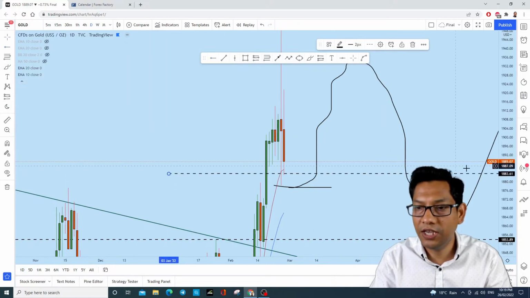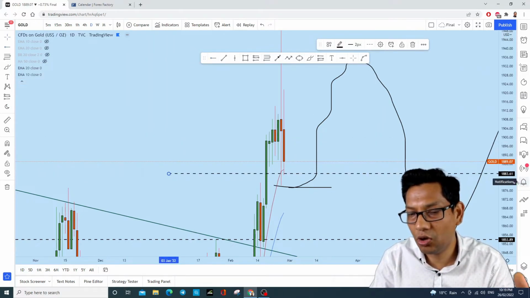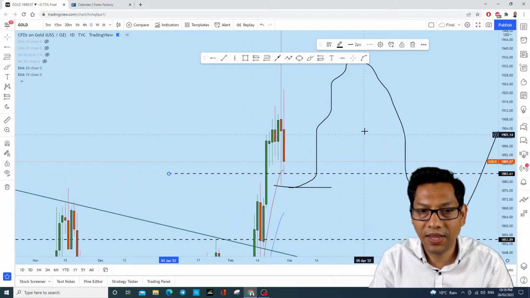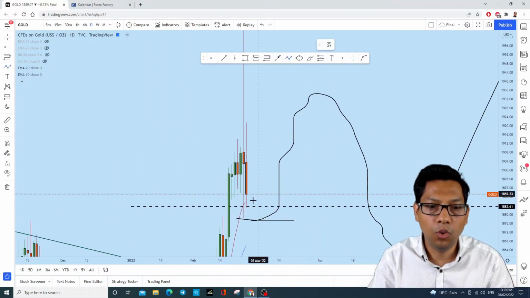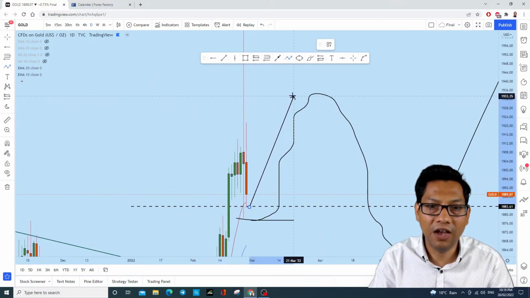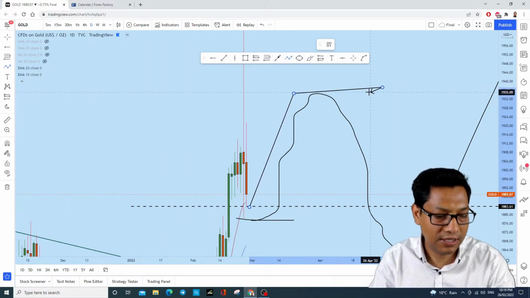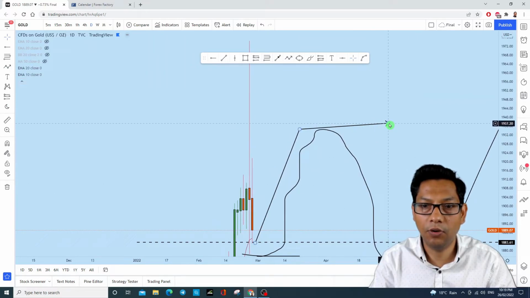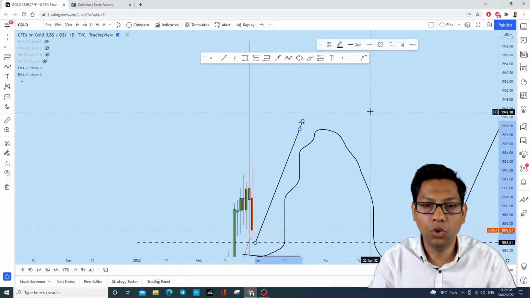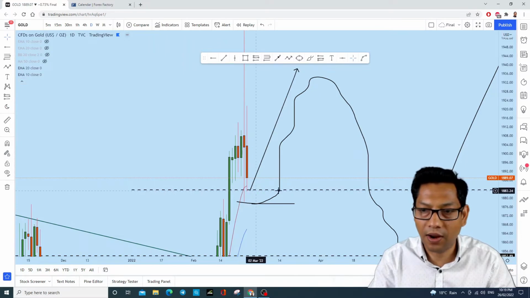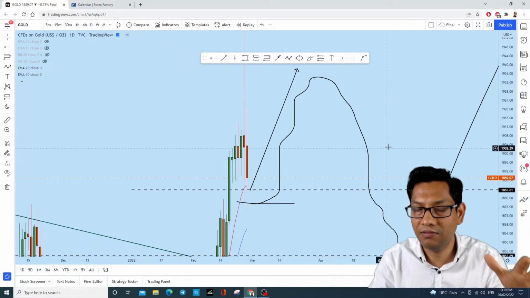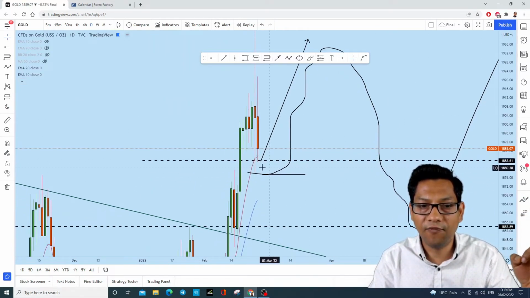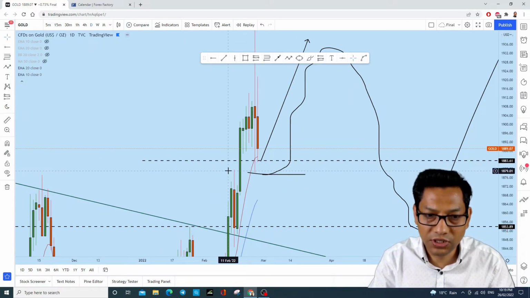So we could see the price coming around the 1883 or 1880 zone, and then from here we could potentially see a rise to test this. Let me draw this arrow properly. So we could potentially see a drop around 1880 in the first day of trading or so, and then from here there is a support.